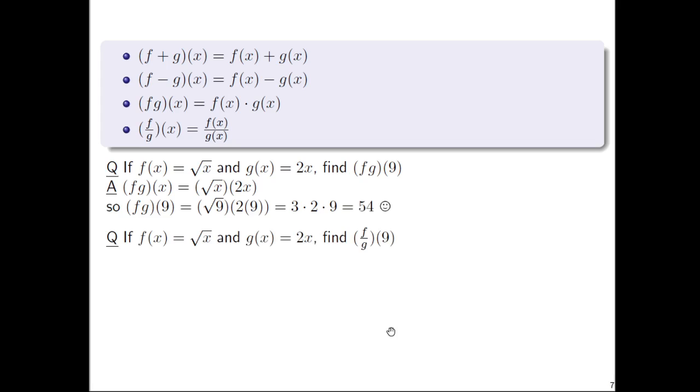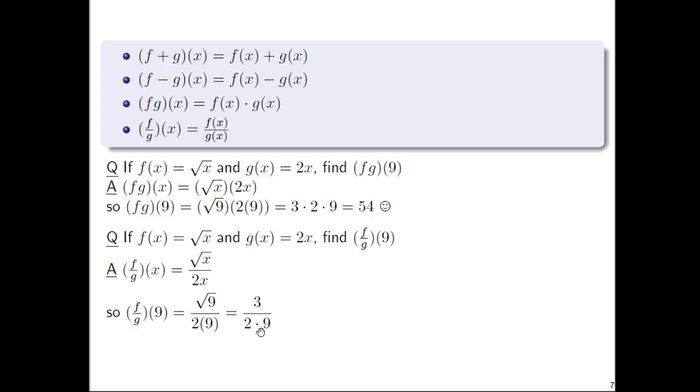If f of x equals root x and g of x equals 2x, same functions again, let's find f over g of 9. So f over g of x is f of x over g of x, so f of x is replaced with root x over g of x, but g of x is replaced with 2x. Now, one line below, all we do is replace every x with a 9 again. So we end up with root 9 over 2 times 9. In other words, we have 3 over 2 times 9.